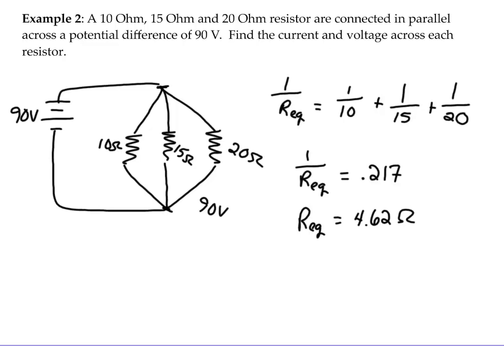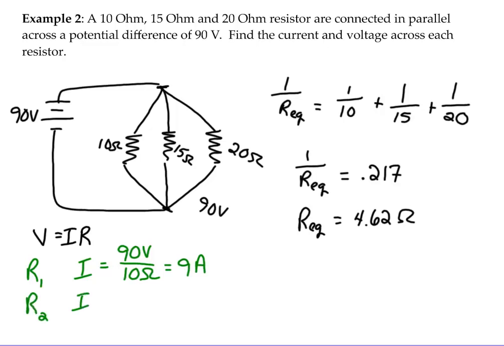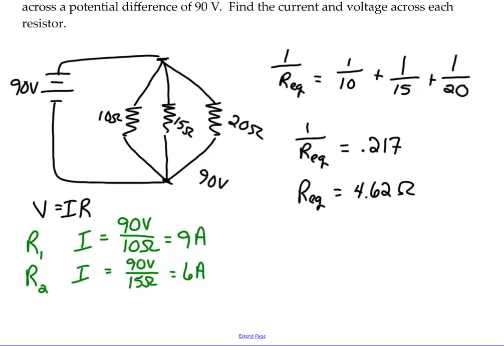Now we can find the current. Again, using Ohm's law, voltage equals current times resistance. For resistor 1, I need to find the current through each branch this time. So current is going to be voltage, which is 90 volts, divided by the resistance, so 10 ohms for the first one. So I have 9 amps. For resistor 2, the current in that branch is going to be, again, 90 volts over 15 ohms. So I get 6 amps. For my third resistor, current is 90 volts over 20 ohms.